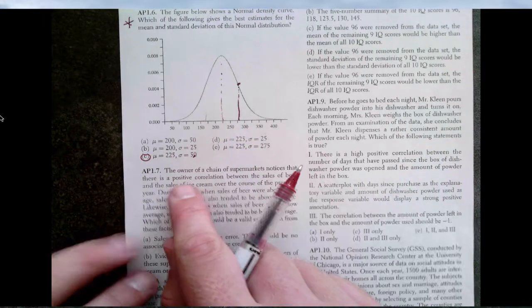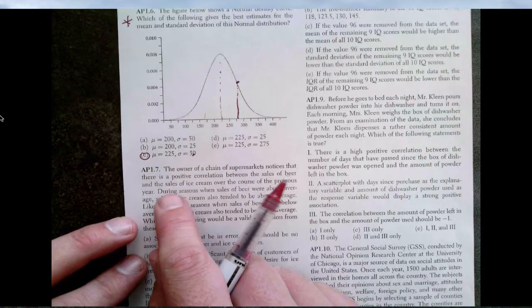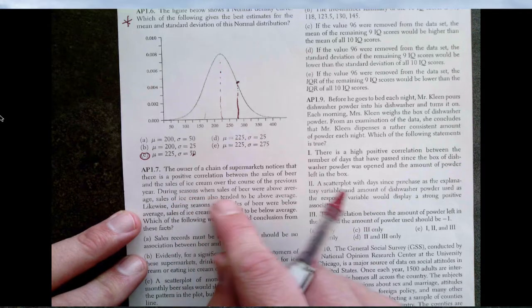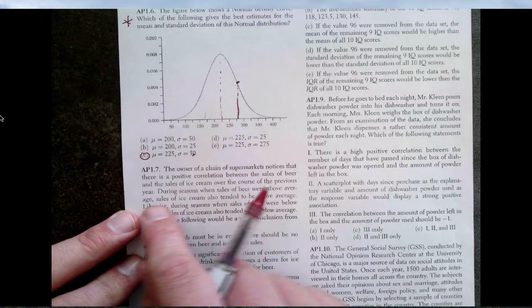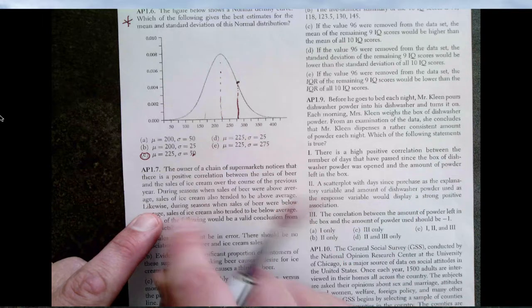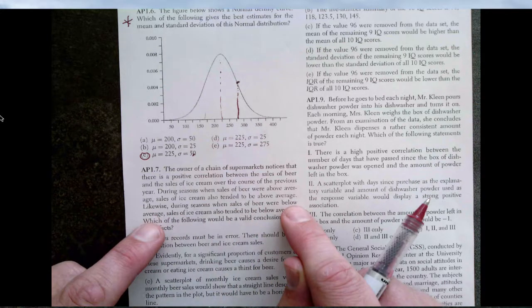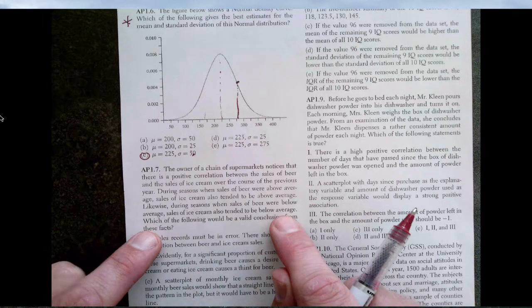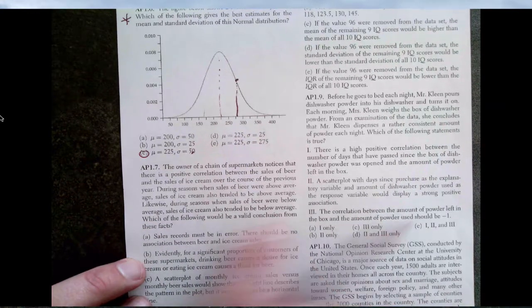Okay, so positive correlation means that as one goes up, the other goes up. During seasons when sales of beer were above average, sales of ice cream also tended to be above average. So one goes up, the other goes up. Likewise, when the sales of beer were below average, sales of ice cream also tended to be below average. Which of the following would be a valid conclusion from these facts?